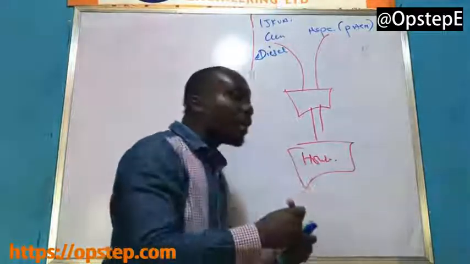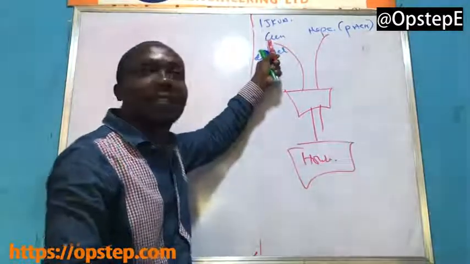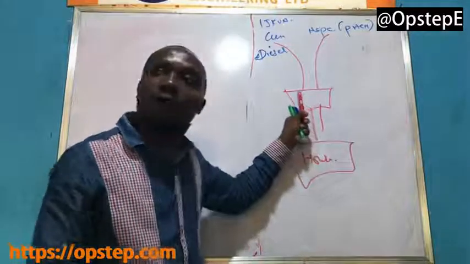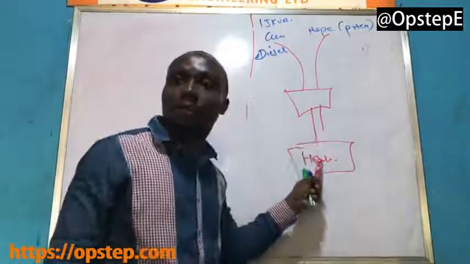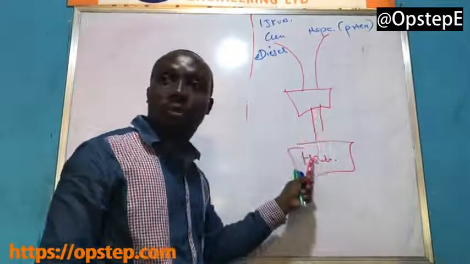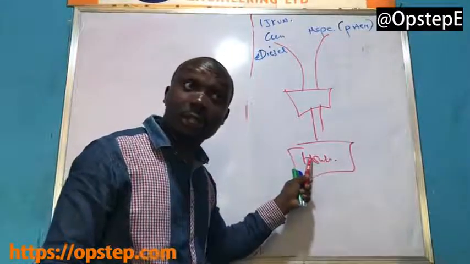So you say, even when the generator is available, NEPA is available, the moment this particular device is off, there will be no light in the house. But when it is on, then there will be light in the house. Was that not the request?